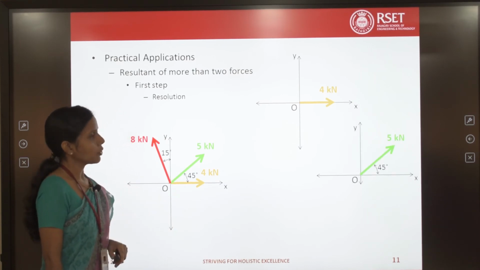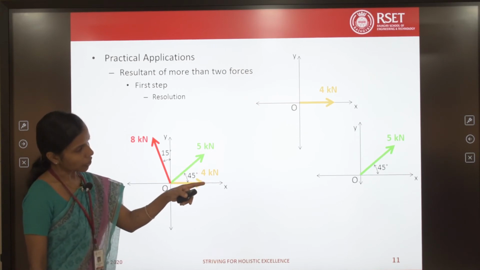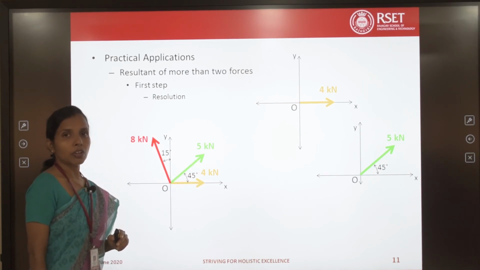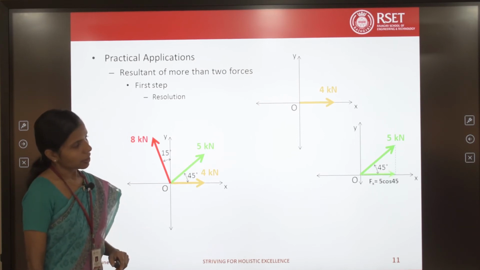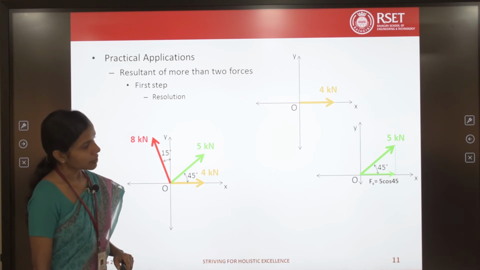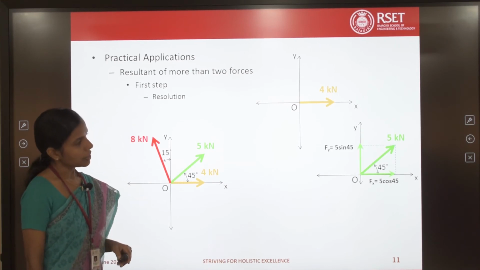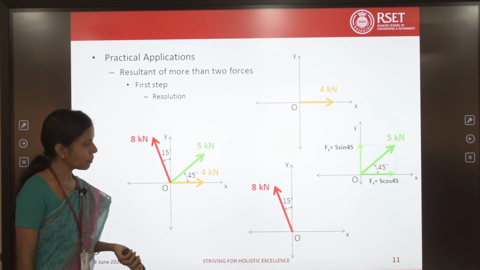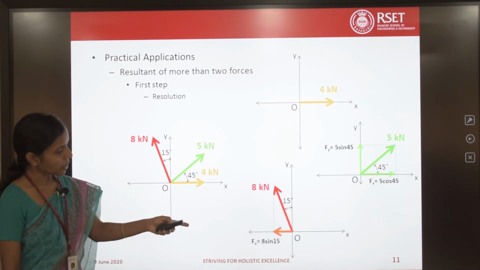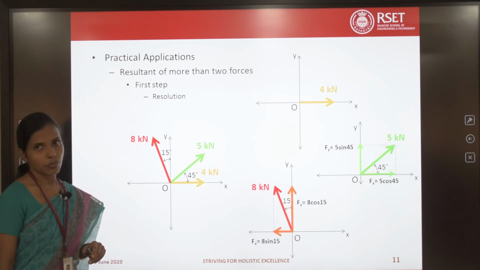Now, I will take the 5 kilonewton. The 5 kilonewton has one component along the x direction and the other component along the y direction. How will you do that? This is the x component, Fx, which is equal to 5 cos 45, and this component is 5 sin 45. Similarly, you take the 8 kilonewton. What is the x component? 8 sin 15, and the y component is 8 cos 15.